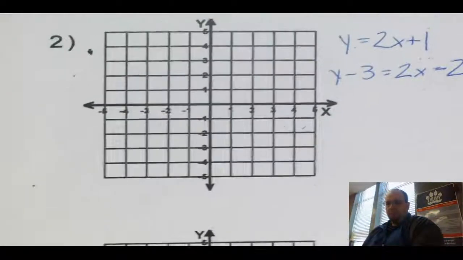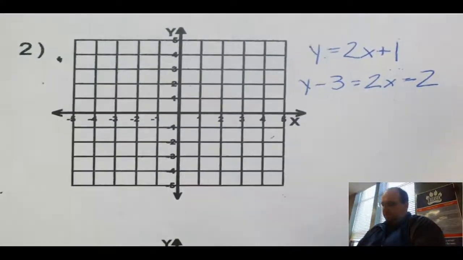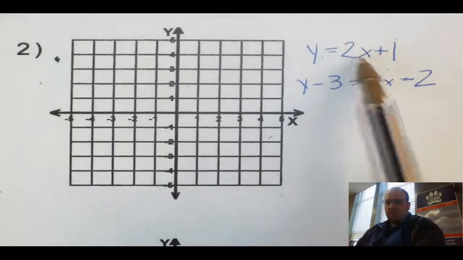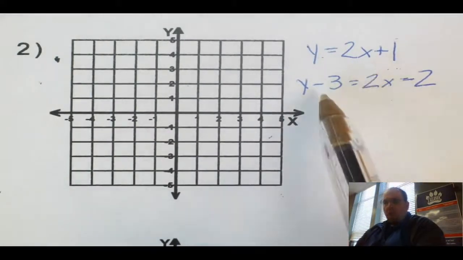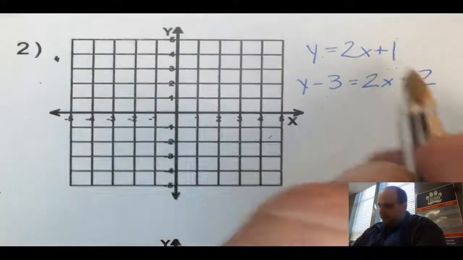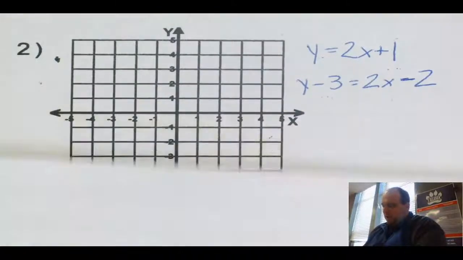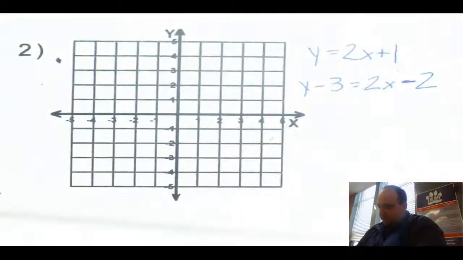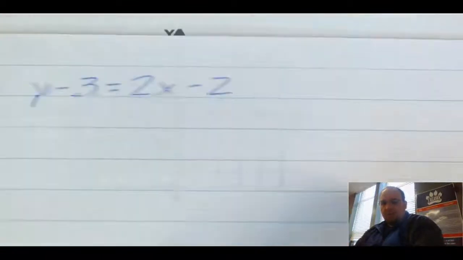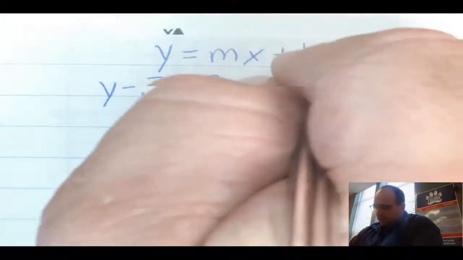So let's look at another one. Number 2. This one's a little bit different. I have this one in slope-intercept form, y equals 2x plus 1, but this one is not in slope-intercept form. So I need to change it into slope-intercept form. I'm going to write this one down: y minus 3 equals 2x minus 2, I believe. Now I need to change it so that it is in slope-intercept form, y equals mx plus b.